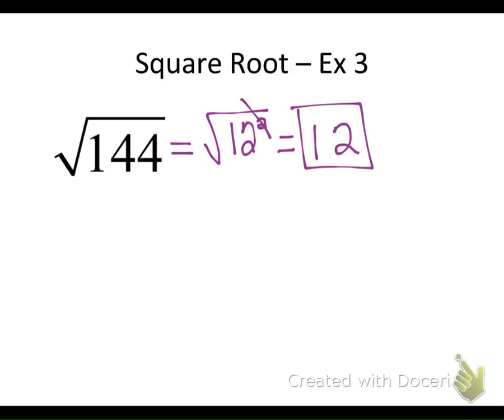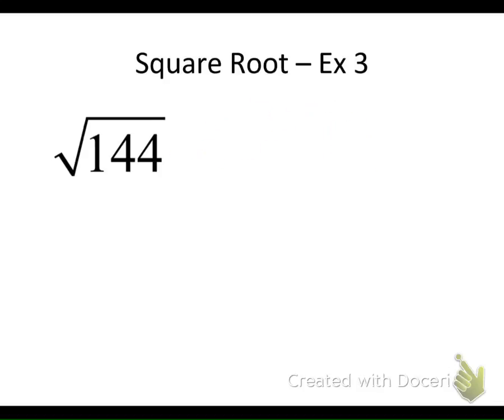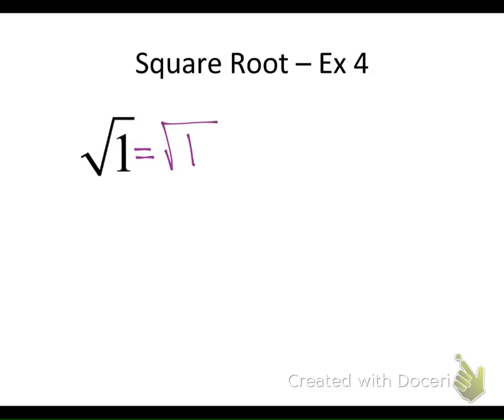Okay, let's take a look at example number 4. What is the square root of 1? 1. So again, we're going to write the square root of 1 squared. The square and square root cancel, and it just equals the number 1. It's just a front side of notes. All right, we good? Let's take a look at example number 5.